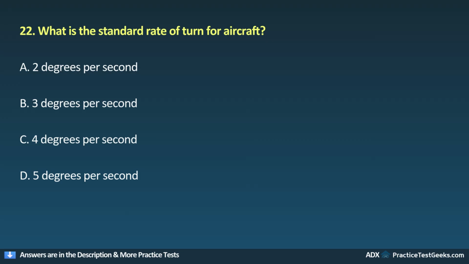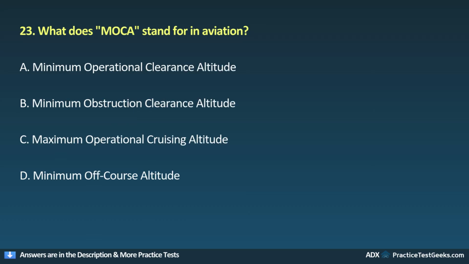B. 3 degrees per second. C. 4 degrees per second. D. 5 degrees per second. 23. What does MOCA stand for in aviation? A. Minimum operational clearance altitude.